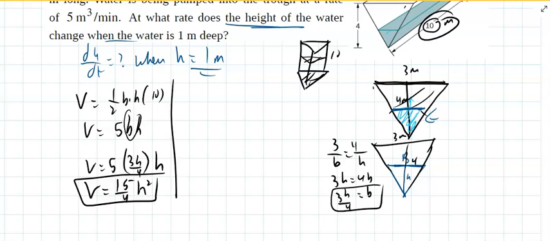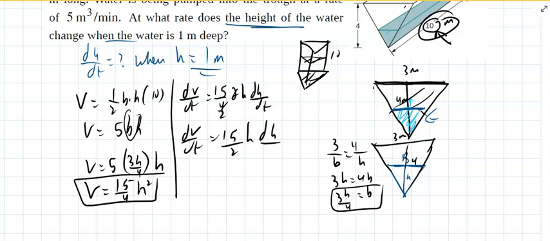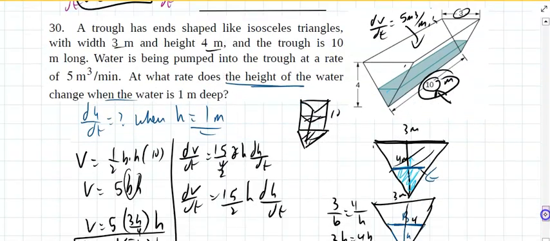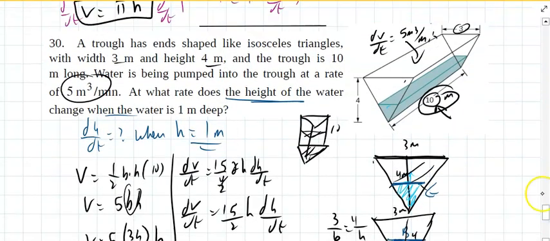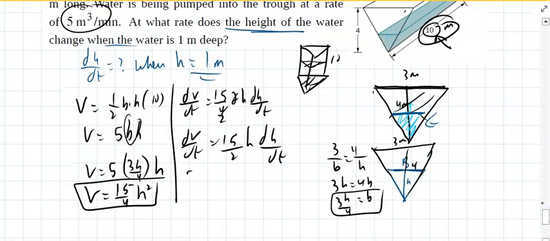And the reason for that, this height is fixed. Now if I take a derivative, dV/dt will equal, now the 15 over 4 is a constant, derivative of h squared is 2h dh/dt. dV/dt will equal 15 over 2 h dh/dt. Let's fill in the blanks. We know that dV/dt is 5. The height is 1.